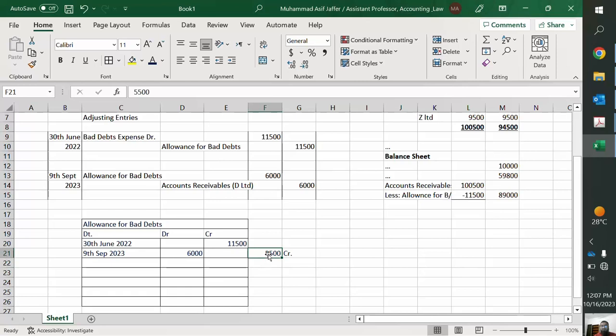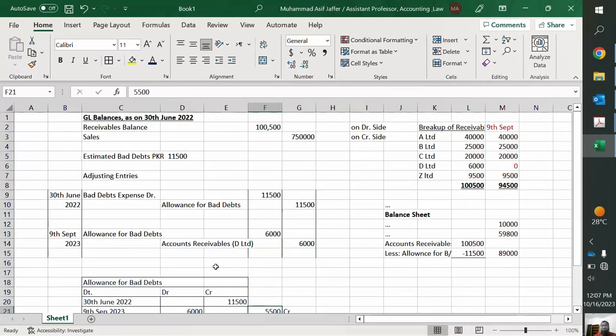And finally, our allowance account will show a credit balance. Now think over it. Can our allowance account have a debit balance sometime during the year? Can it turn into a debit balance? Just think over it, and we will discuss this in the next video.